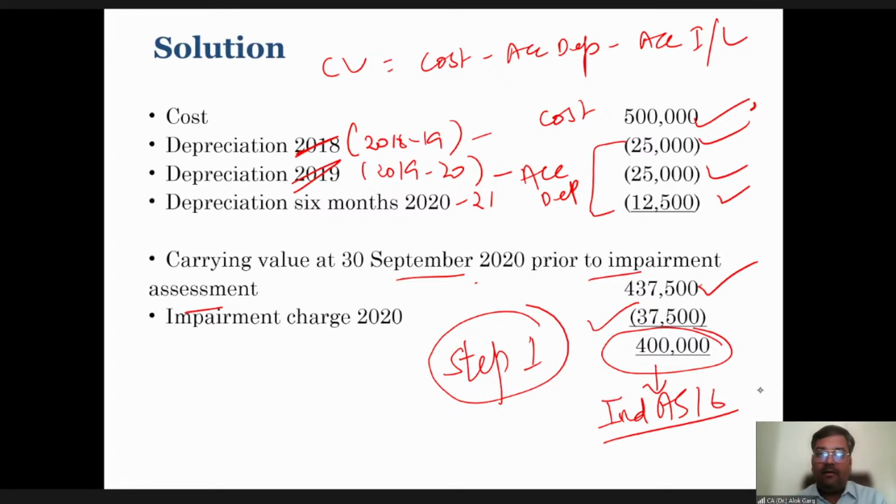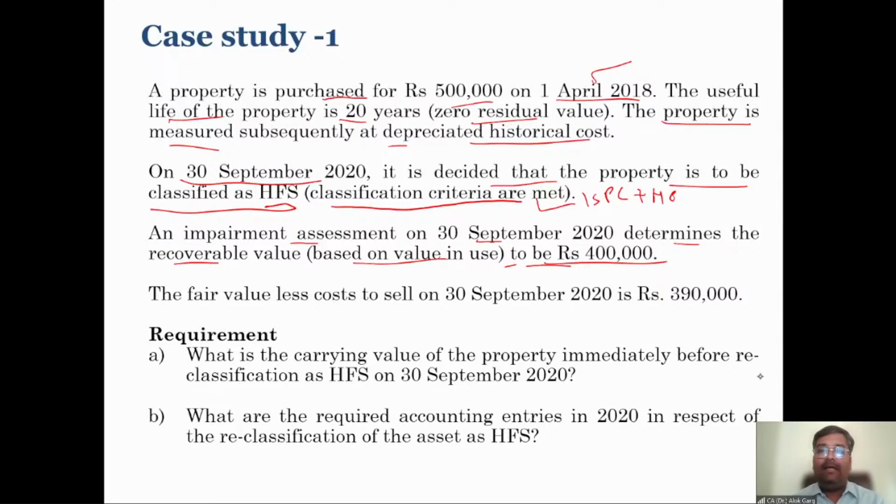Is it clear? If you have opted for the cost model, the increase is not going to be recognized, but the decrease is always going to be recognized by the conservative principle, right? So step number 1 is clear.